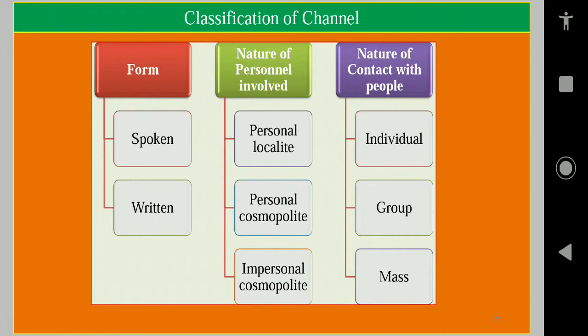Then what is mass contact? The extension agent communicates with the mass of people without taking into consideration their individual or group identity. They are not taking people individually or in groups, they are taking people as a mass. For example, mass meeting, campaign, exhibition, radio, television, etc.